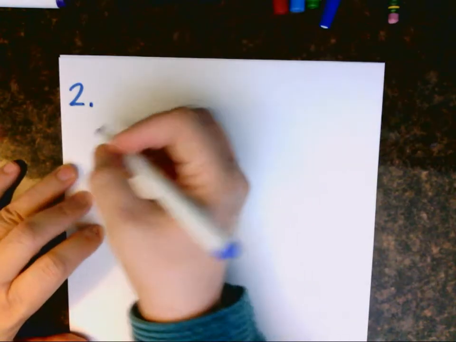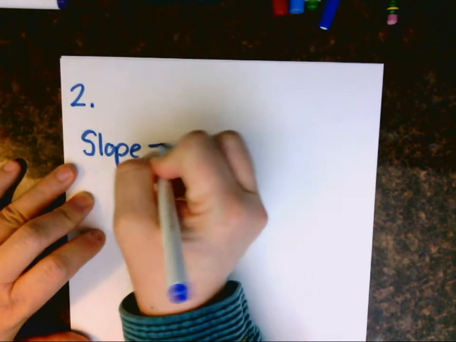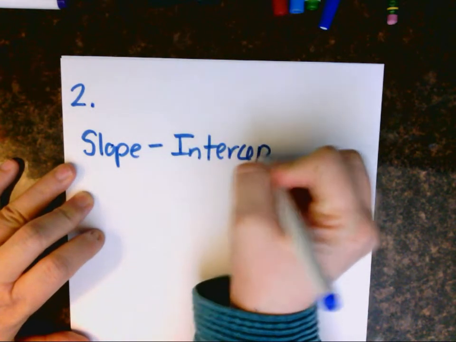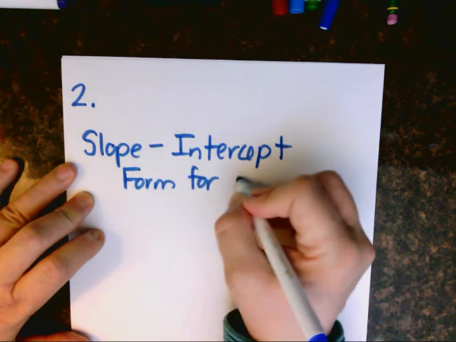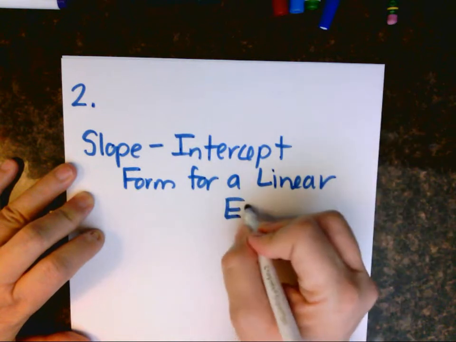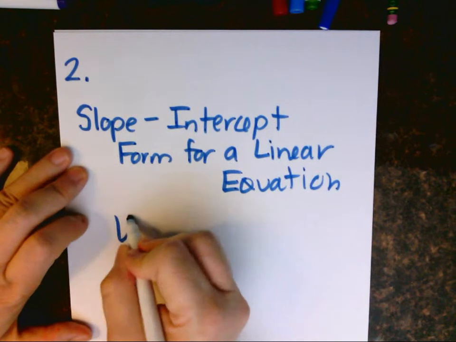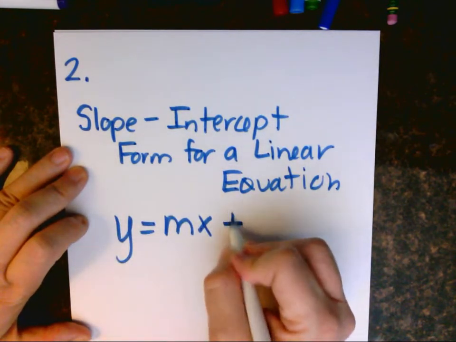So the first thing we need to talk about is the slope-intercept form for a linear equation. Okay, and this is what it looks like. And I know you've seen this before, y equals mx plus b.